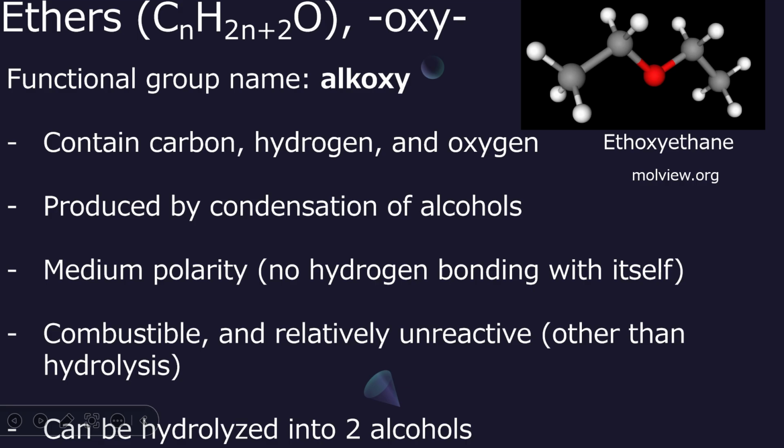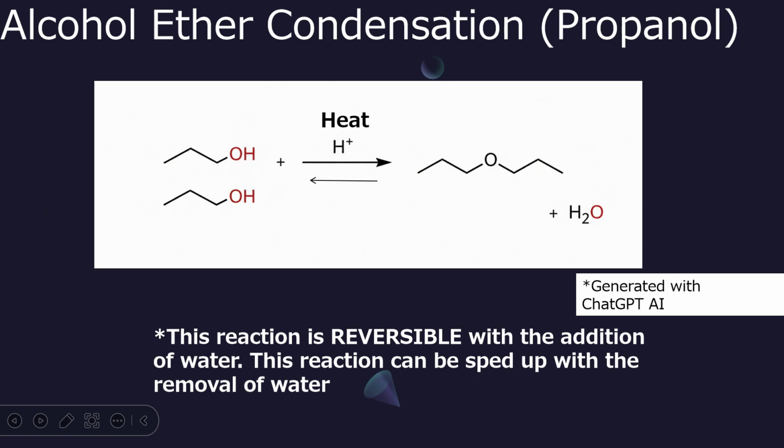I'm not really thinking of any ethers that are commonly known. It used to be used as an anesthetic, diethyl ether, I think, in medical situations, but these are extremely flammable, especially the light ones with the small carbon chains. They're some of the most volatile and flammable substances. Then just a quick reminder, we can condense two alcohols together. Here's propanol being condensed. This is reversible. If there's too much water around and heat and acid, this will go back to alcohols.